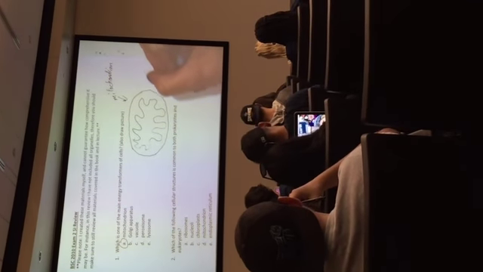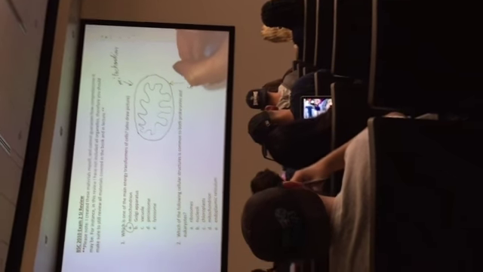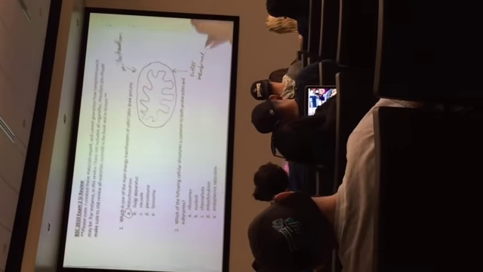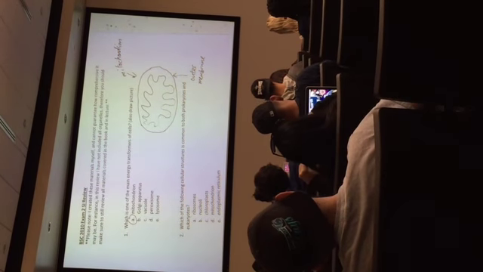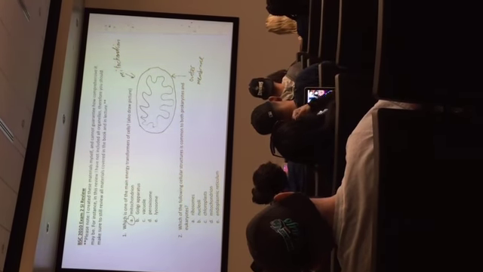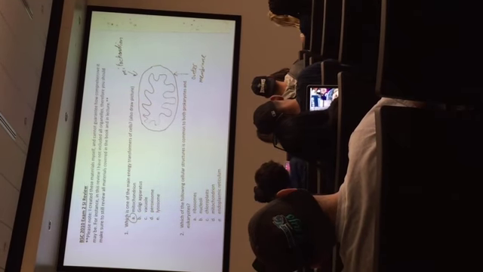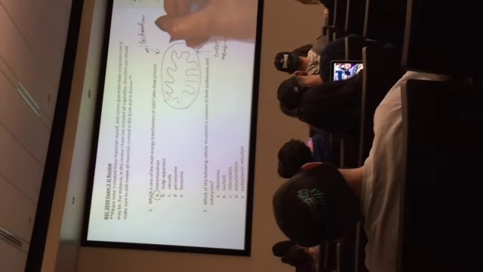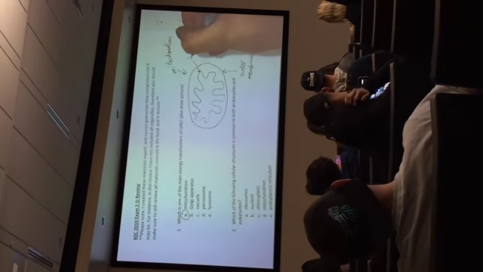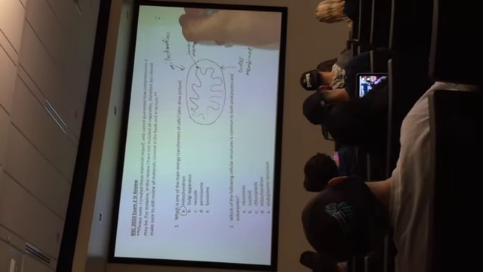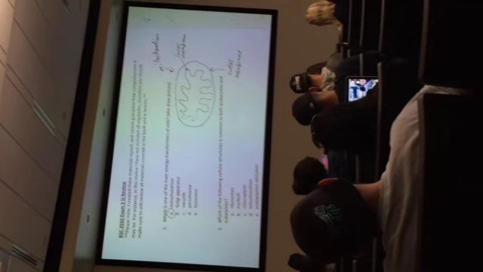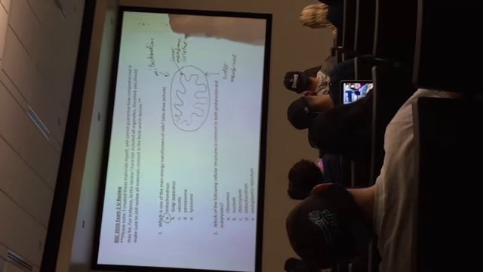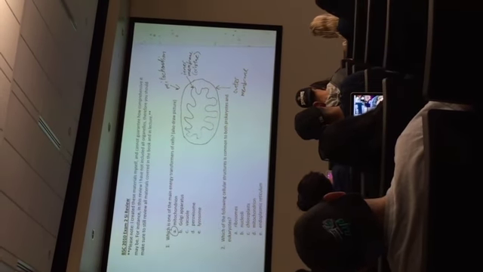So, this is the outer membrane. Again, membrane-bound organelles. Remember, those are the ones that the majority of your organelles are. So we have an outer membrane, and we have an inner membrane. But this one has a special name. What do we call it? Okay, so either one of those will do.